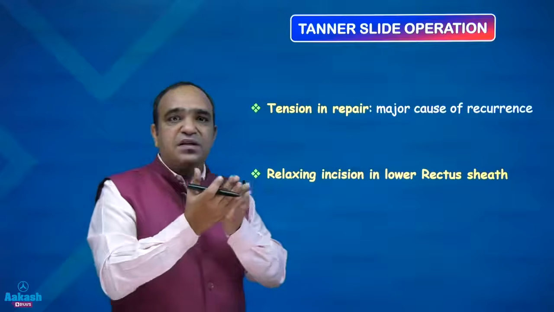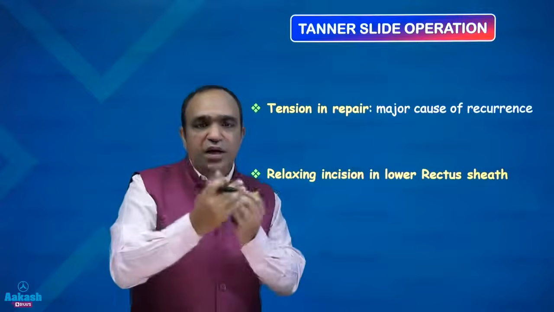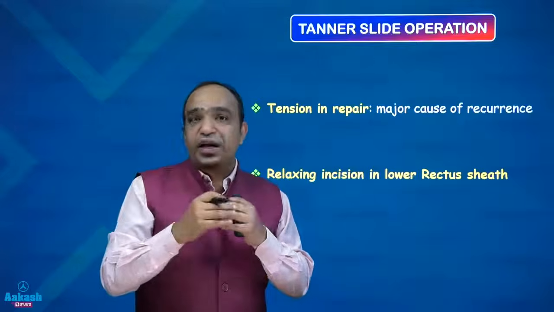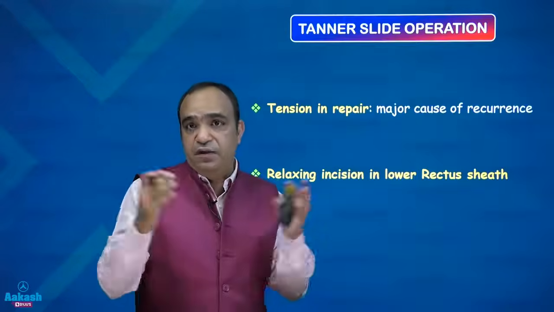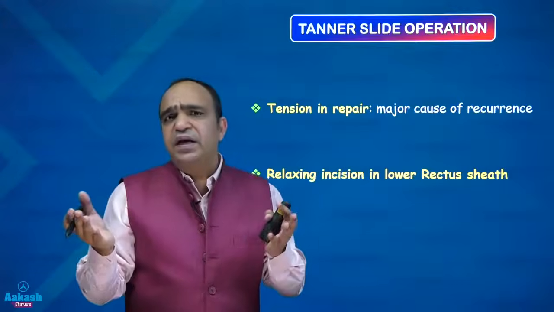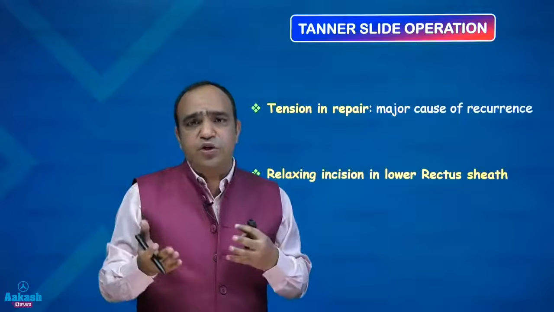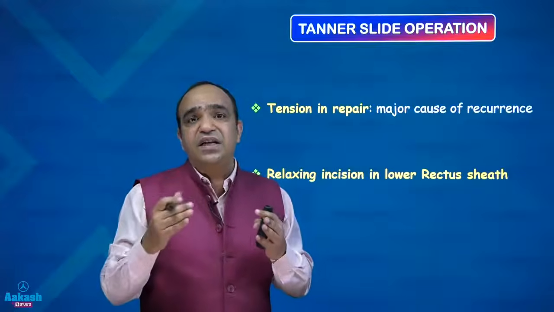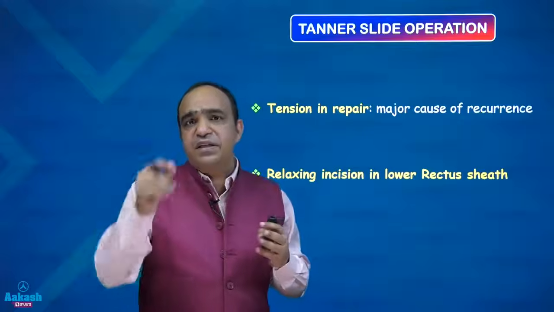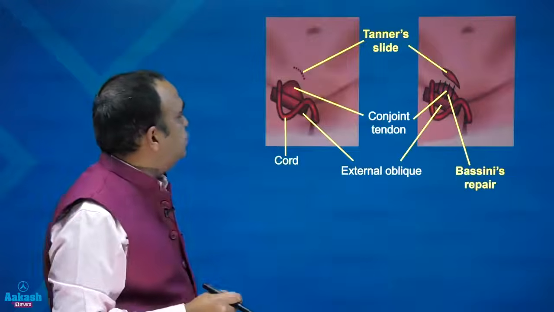So sometimes the tissues are tight, so when you are closing it, it is a very tense repair, right? And tension is not good for healing. If you close it under a lot of tension, it might give way later in the future. So that's a cause of recurrence. To release the tension, away from the repair site in the lower part of the rectus sheath, we give a relaxing incision. Let me show you the picture.